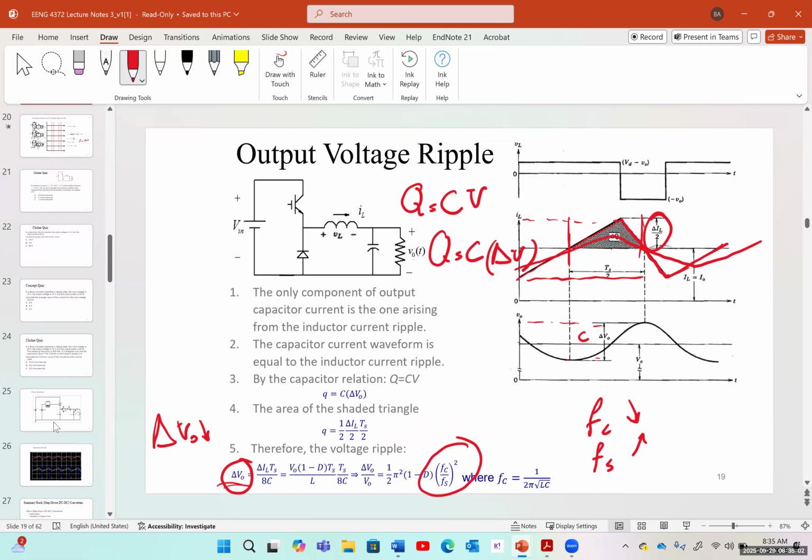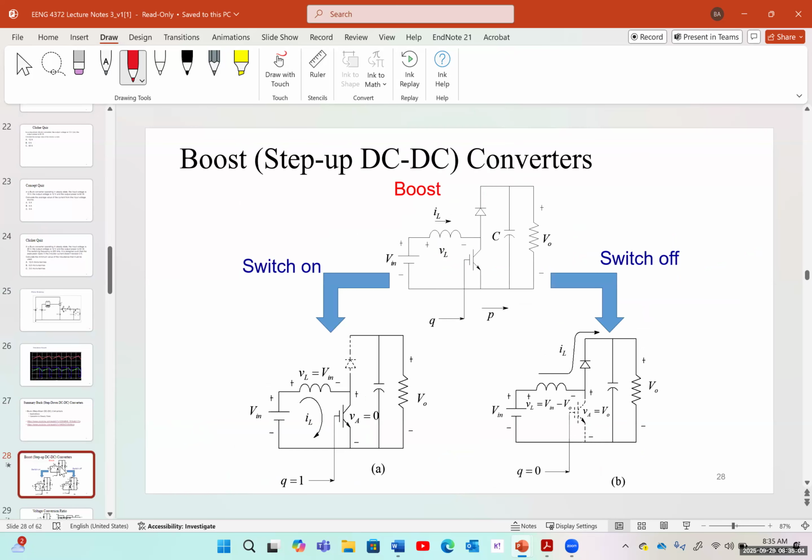So what is a boost converter? A boost converter steps up the voltage. So the output voltage is greater than the input voltage.